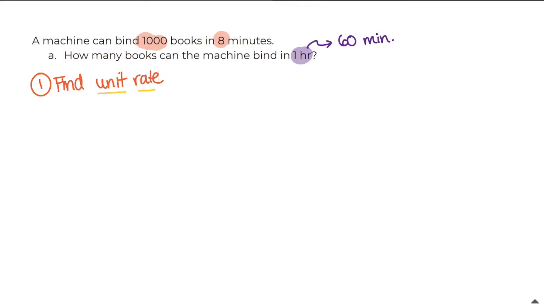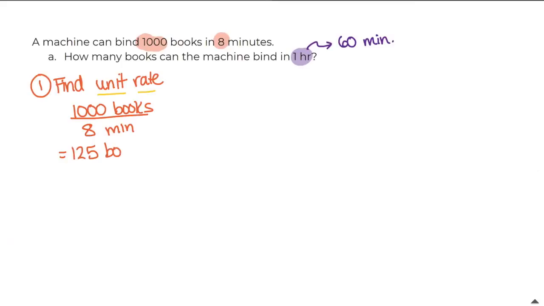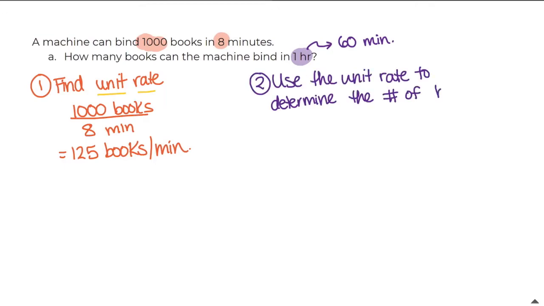So I'm going to divide 1,000 books by 8 minutes, because this tells me books per minute. So when I do 1,000 divided by 8, I get 125. And don't forget to label your unit. This is books per minute. So now we can use the unit rate to determine the number of books in 60 minutes.